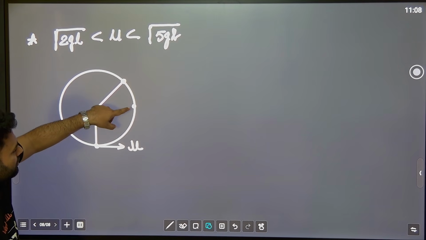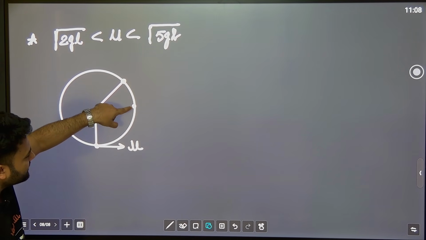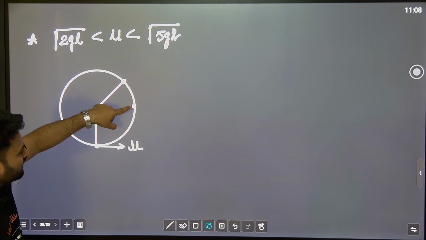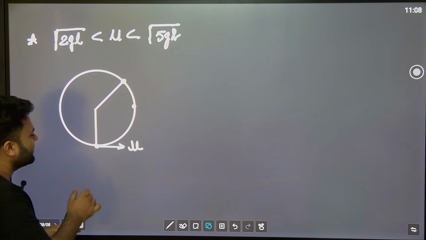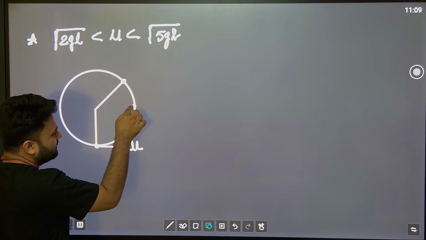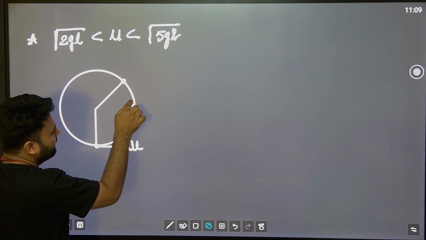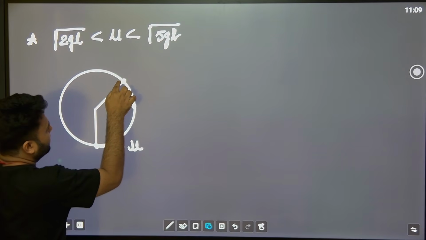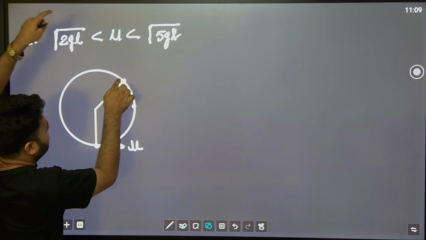So it will go above this height. This is root 2 GL height. Root 2 GL height means when the speed will be root 2 GL, the height it will achieve is here. The point it will achieve will be here. If you give it more than root 2 GL, it will move further. But you are giving less than root 5 GL, so it will not complete the circle.